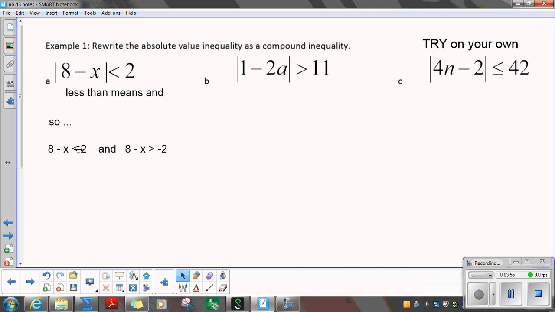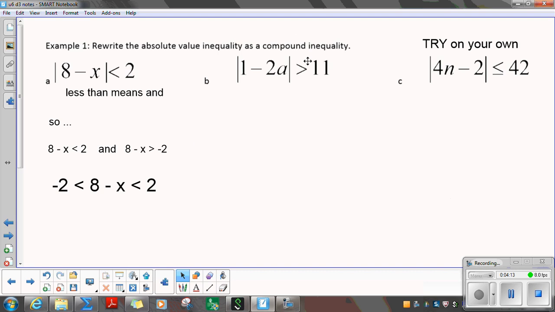Okay? So you could leave it like that, or you can combine it. Just the 8 minus x is in the middle, and then negative 2 and the 2 are on the outside. You just have the signs correspond. So negative 2 is less than 8 minus x, which is less than 2. Okay?